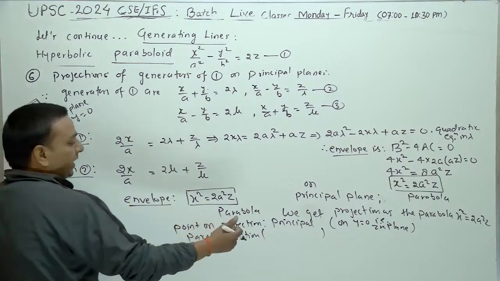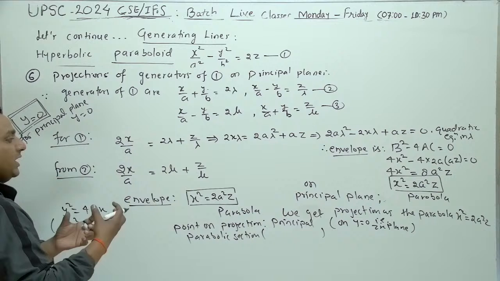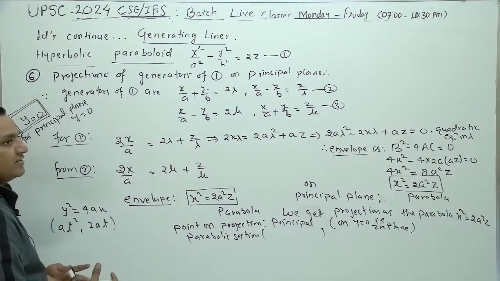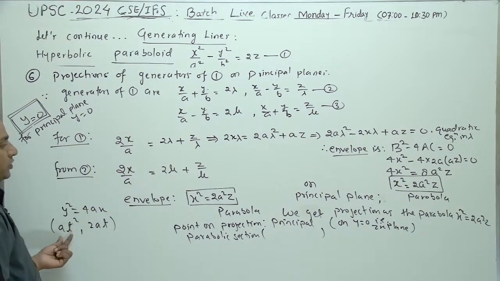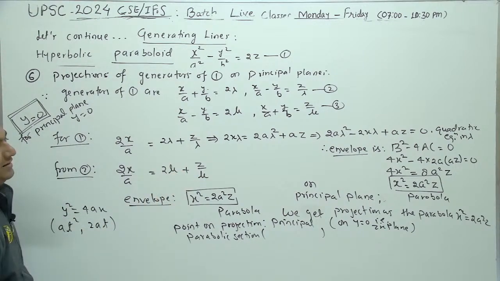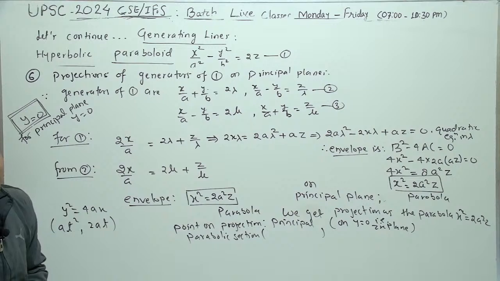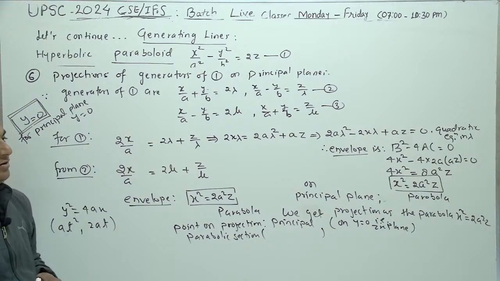So if you want to write the points here, the parabola is x square equals 2a square z. Right or not? So that means z is representing here our x component. You can either see it from there or make it here, there will be no problem. Say yes or no. So can you tell me what are the points on this projection parabolic section?